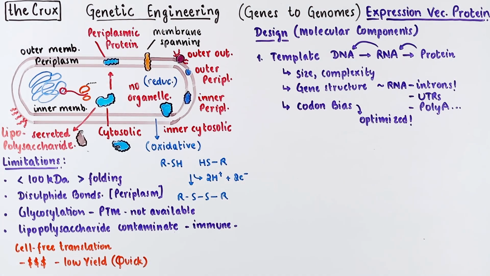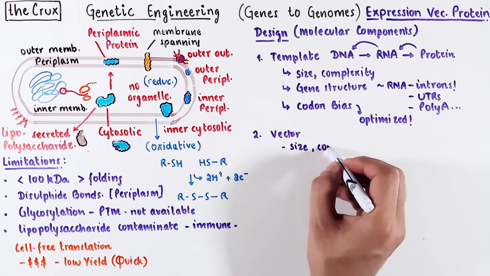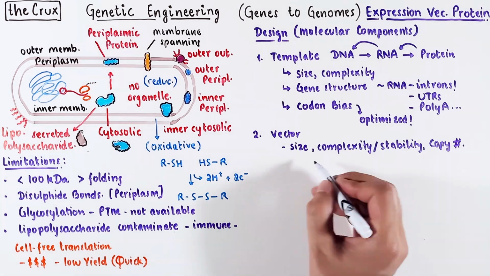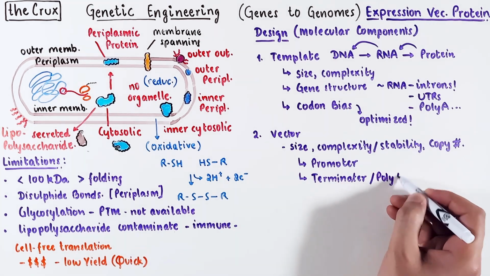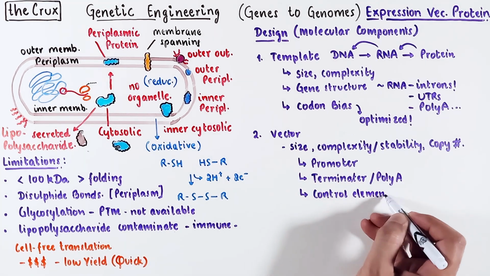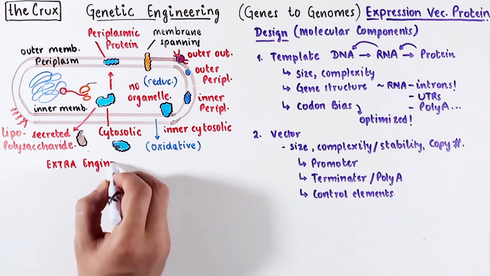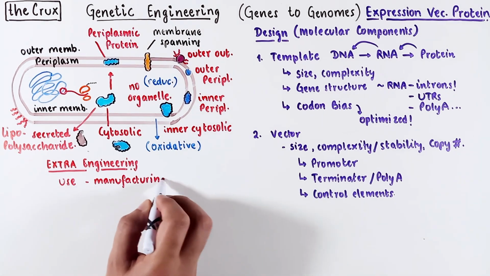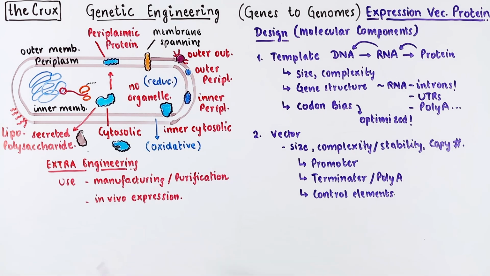On the vector side of things, you need to understand its size, complexity, stability, and its copy number. Typically, protein expression vectors are kept at around 100 copies. And just like we saw in RNA expression vectors, you need the rest of the appropriate elements in your vector. The difference between RNA and protein expression vectors comes from the insane amount of extra engineering options you have to think about. This primarily can be categorized based on the use of your protein. Depending on either production purification or in vivo expression, the extra engineering will change.